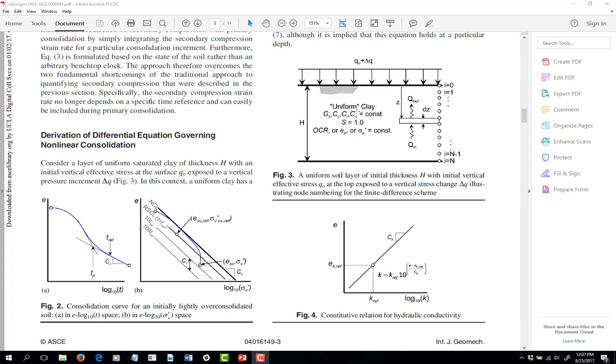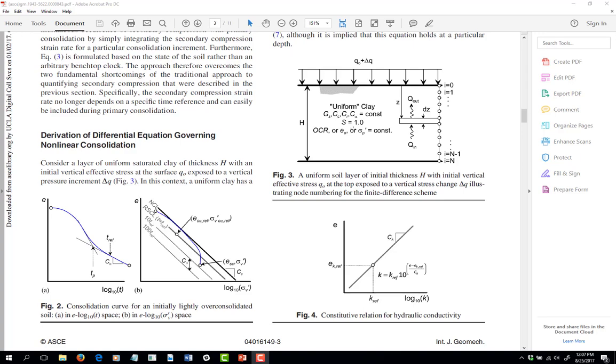The clay is uniform, and I put uniform in quotes here because uniform means that the specific gravity, C sub C, C sub R, and C alpha are all constant. The degree of saturation is assumed to be 1. And then we have either the overconsolidation ratio, the void ratio, or the maximum past pressure being a constant. Okay, so that's what uniform means. The void ratio may vary if you have constant sigma p prime or a constant OCR. Okay, if OCR is 1, you're going to have looser or softer clay at the top and denser clay at the bottom, right? Because it's in equilibrium for OCR 1.